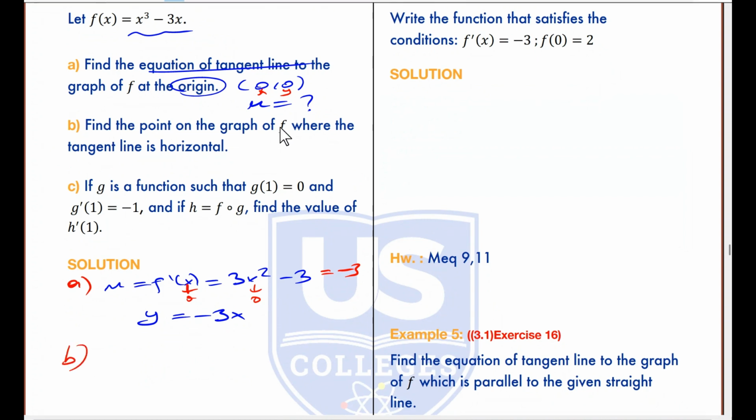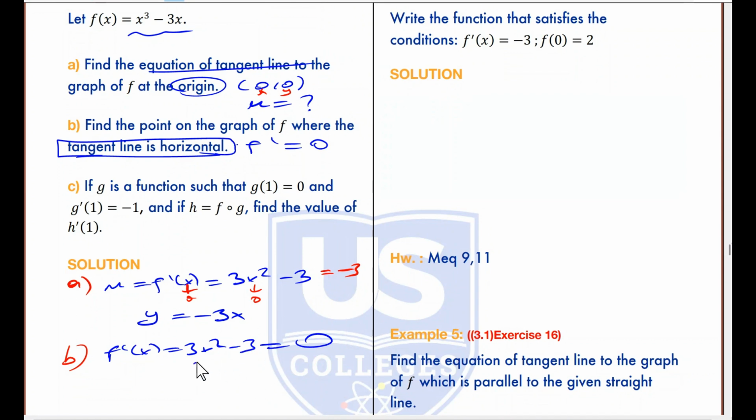Find the point of the graph of f where the tangent line is horizontal. Tangent line being horizontal means the derivative being 0, right? So take the derivative, equalize it to 0. F prime of x equals 3x squared minus 3 equals 0. Move -3 to the right. Divide both sides by 3. So x is negative and positive 1. So I got the values of x.